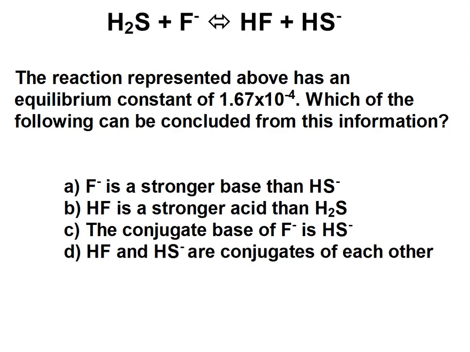So go ahead and pause the video and try this one on your own. Restart when you're done. Since the K is less than 1, that means that my stronger acid and base must be on the product side, because the reverse reaction is favored. So HF must be my stronger acid, and HS must be my stronger base.